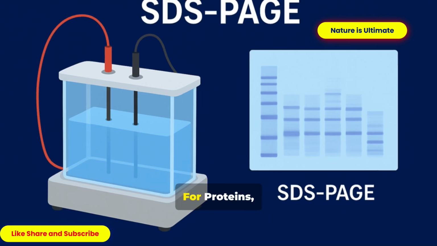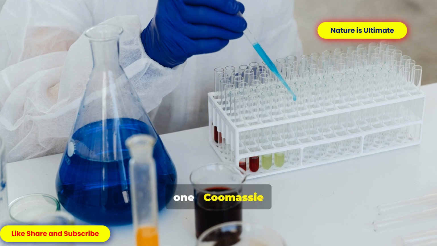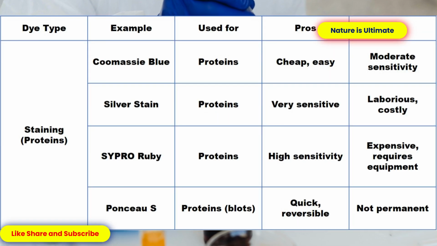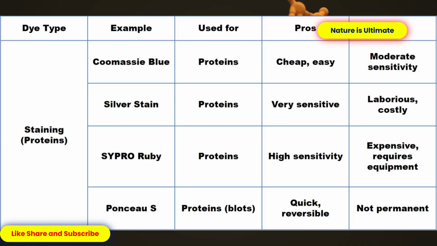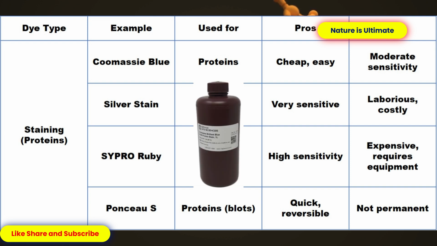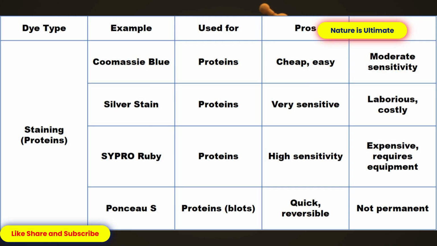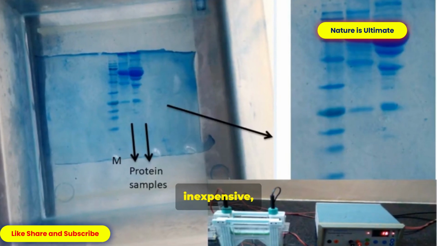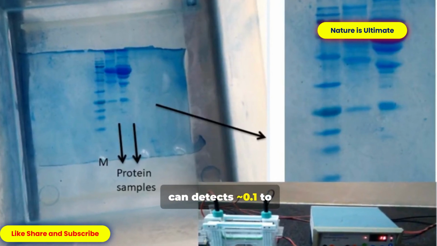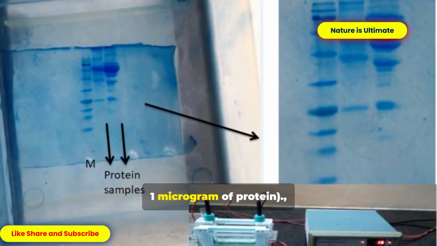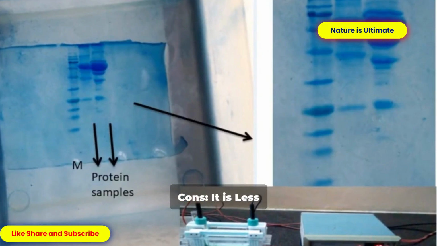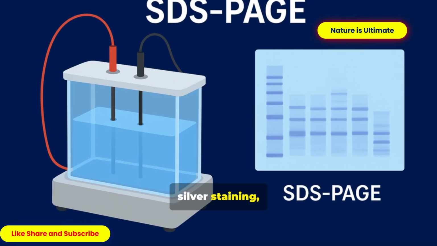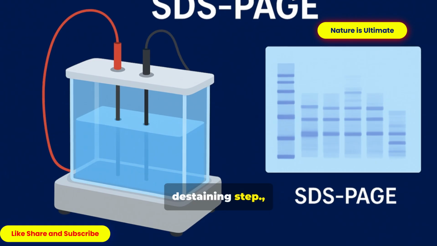Now let us see dyes for proteins. 1. Coomassie Brilliant Blue, CBB. Principle: it binds to amino acid residues, mainly arginine and aromatic residues in proteins. It is used in SDS-PAGE. Pros: it is easy to use, inexpensive, fairly sensitive, can detect approximately 0.1 to 1 microgram of protein. Cons: it is less sensitive than silver staining and requires destaining step.